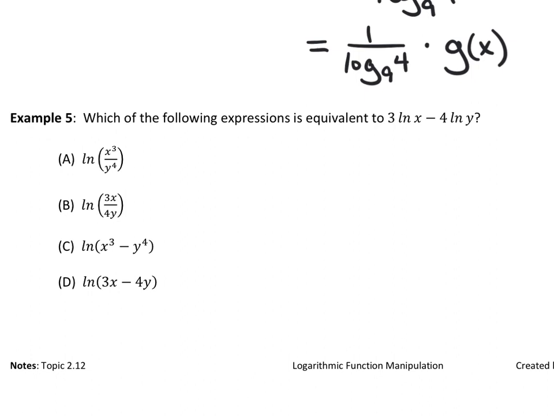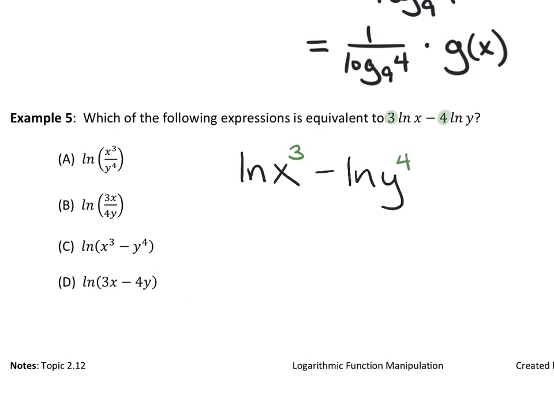My spidey senses are telling me to look at these two numbers. What should I do with those two numbers? Power rule, making them up to be a power. So this would be natural log of x raised to the third power minus natural log of y raised to the fourth power.